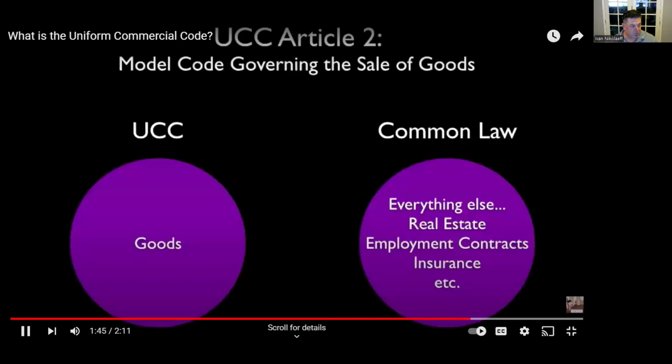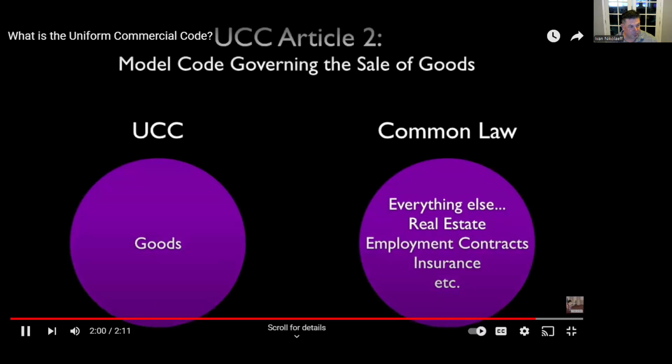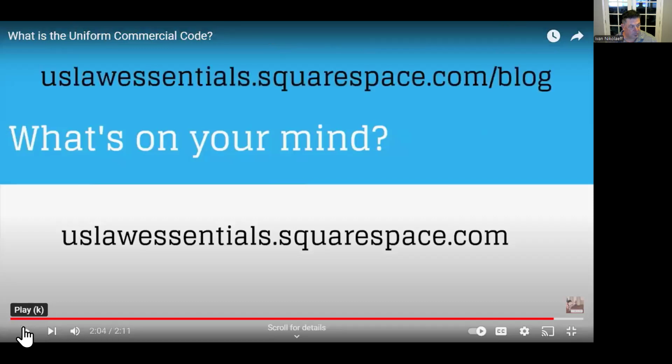So for purposes of most contract law classes and for bar review classes generally, you should consider the UCC as the source of law governing transactions for the sale of goods, and the common law is probably going to govern everything else: real estate contracts, service contracts, employment, insurance, etc. If you'd like to discuss.